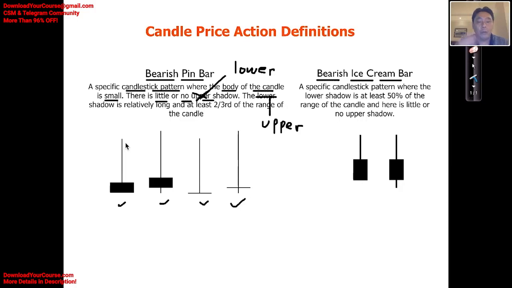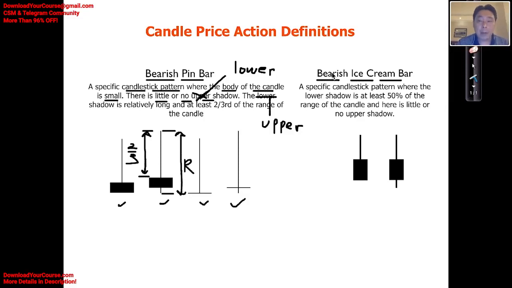So again, how do you define it? If you take the range of the candle, that's the range, the top to the bottom. That's the entire range of the candle. So once again, ensure that the upper shadow is at least 2/3, or about 75% of the range of the candle.